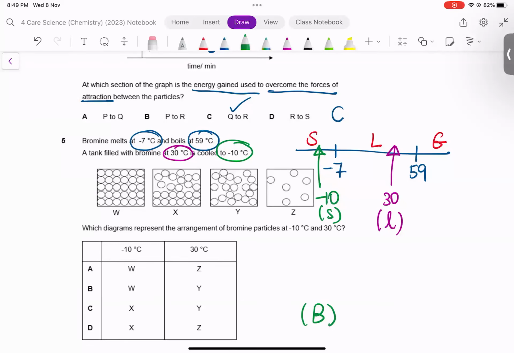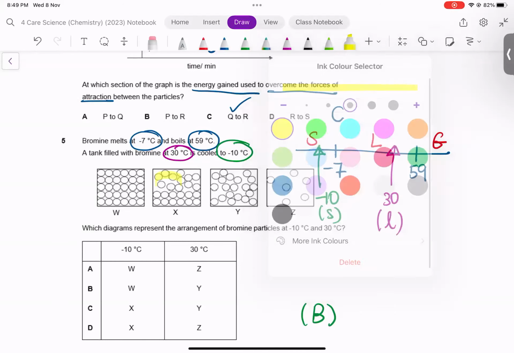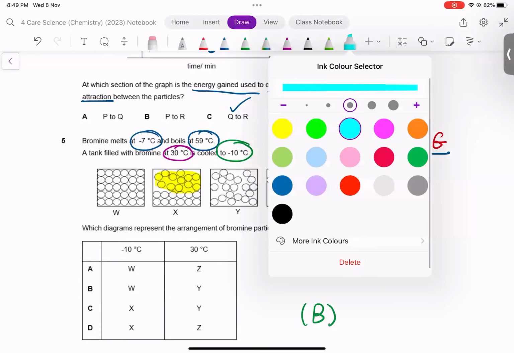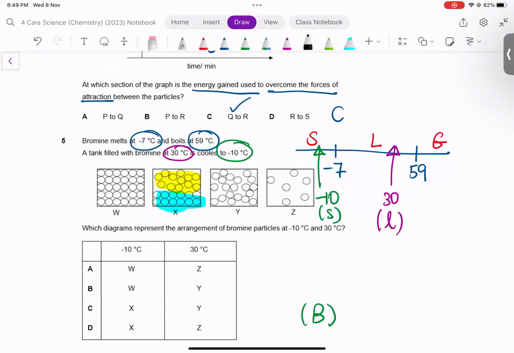All right. Now, you might be wondering what on earth is X, right? X, you can see this part is liquid. This part is solid. So X represents solid and liquid together. Now, when will you have solid and liquid together? You have solid and liquid together when it's at the melting point. So X represents the arrangement of the particles at the melting point. Because during the melting point, during melting, you have both solid and liquid state.